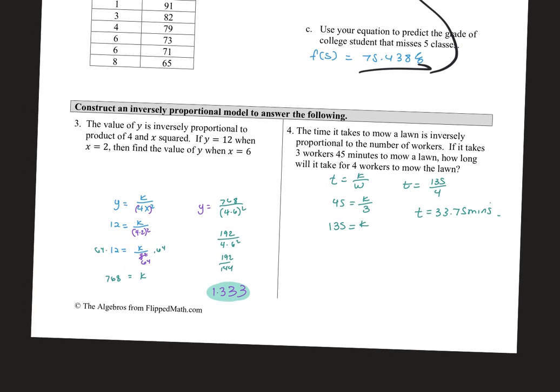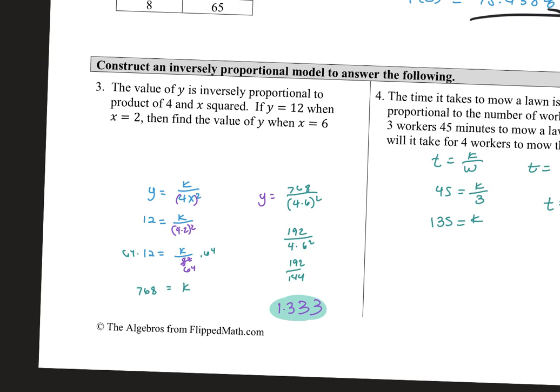Can you do number 3? So 3 says the value of y is inversely proportional to the product of 4 and x squared. If y is 12 when x is 2, then find the value of y when x equals 6.